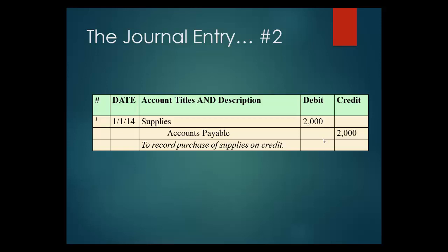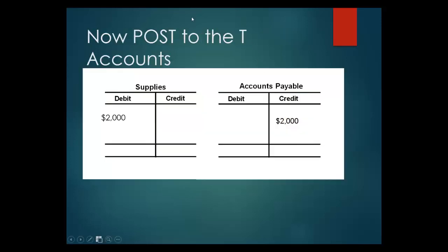Now let's post this. Supplies has its own account. Accounts payable has its own account. We increased supplies with a debit. We increased accounts payable with a credit.